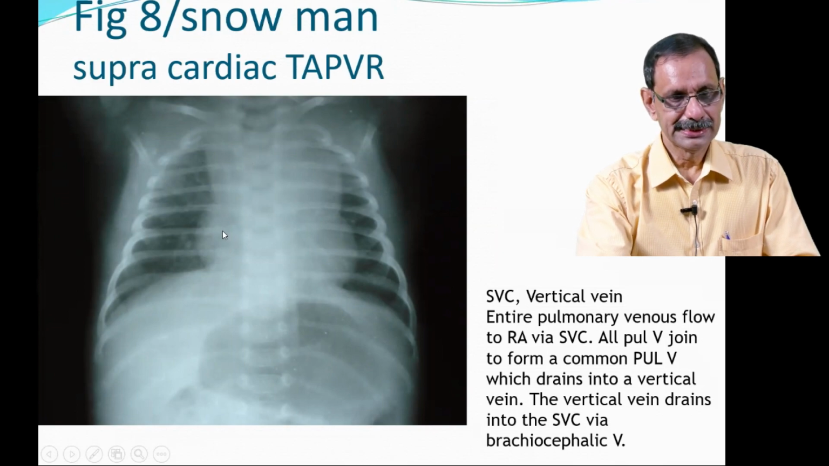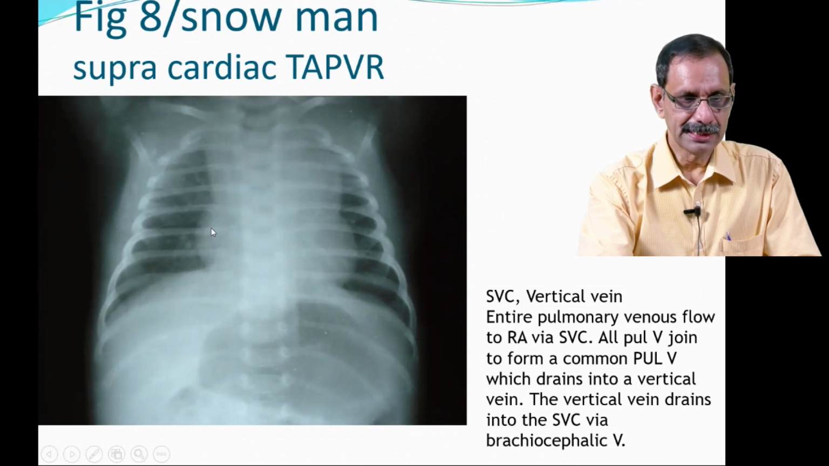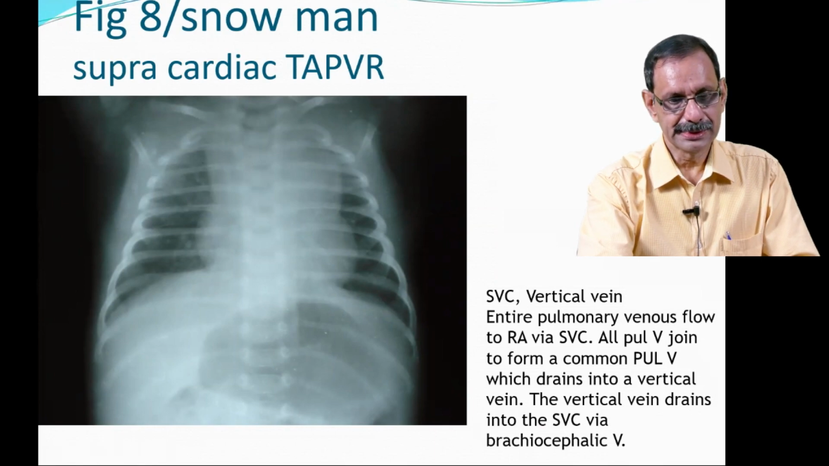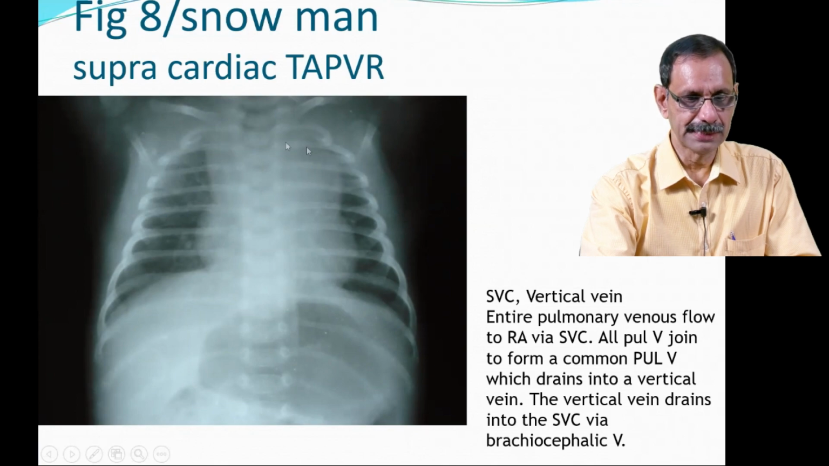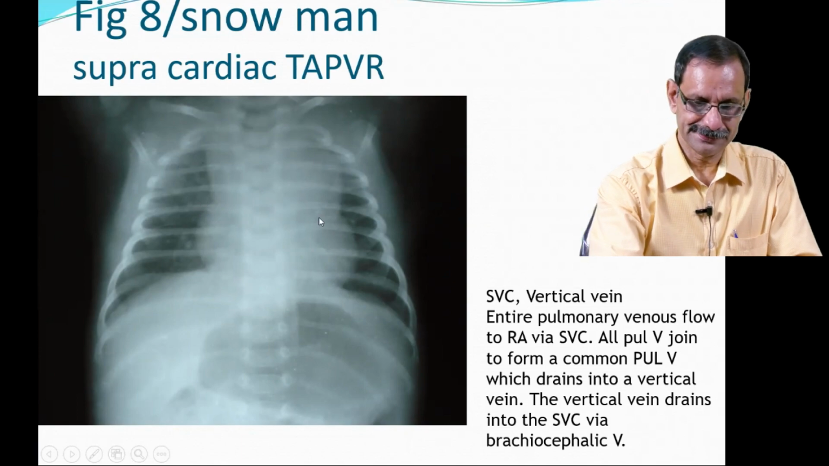So this is the typical appearance of figure of 8, which is otherwise called snowman appearance. So the components are, this is the superior vena cava, this is the vertical vein, and this is the upper bulge of 8, and this is the lower bulge of 8. The lower bulge of 8 is the normal cardiac structures.